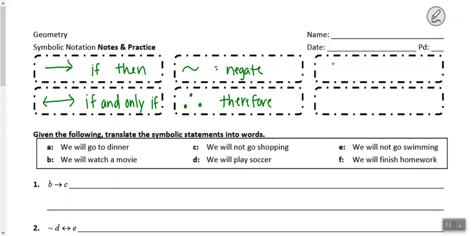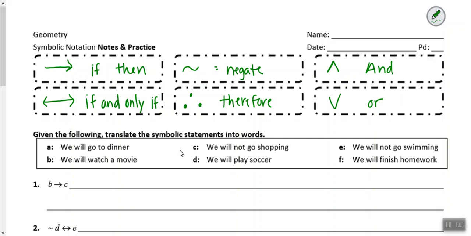And finally, you'll see an up arrow. That means the word and. Think of it as the up arrow is kind of like the A. And we'll see a down arrow, which means or. So those are the 6 different symbols that we're going to need.